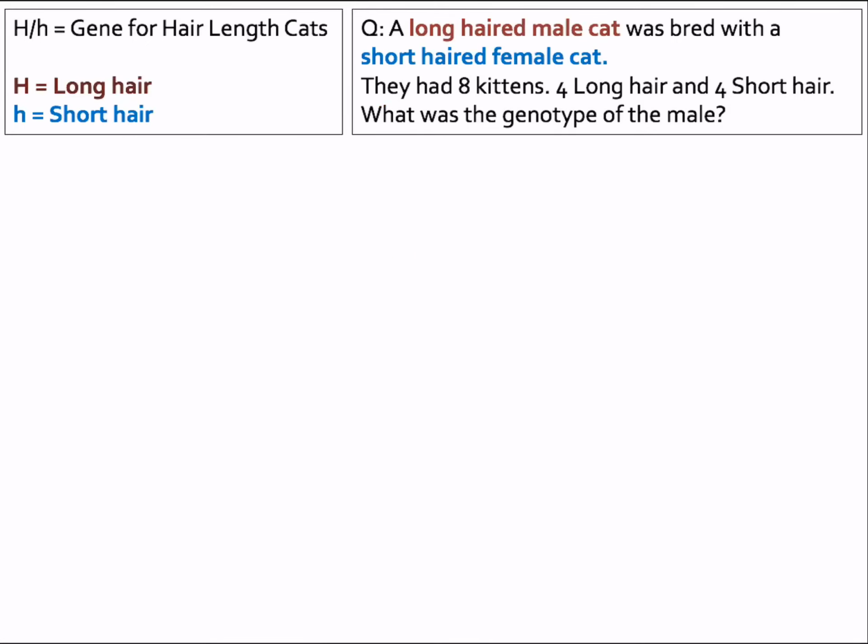So here's a question that we're going to use, and we're going to talk about how to do Punnett squares and genetic tree diagrams at the same time. Again, H is a gene for hair length in cats. Big H is long hair, little h is short hair. And the question is, a long-haired male cat was bred with a short-haired female cat. They had 8 kittens, 4 long hair and 4 short hair. What was the genotype of the male?